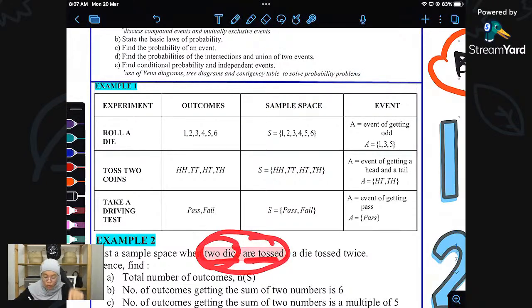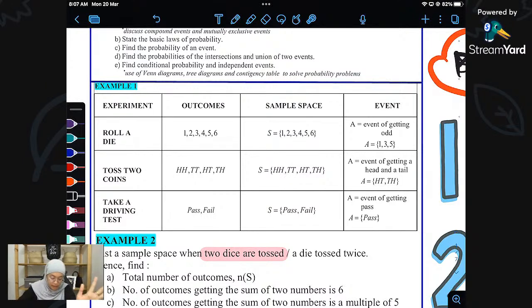Means dua dadu. So dua dadu probability dia lain, satu dadu probability dia lain. According to the question, up to them want to ask you guys. As long as you understand, rolling a die, satu dadu akan bagi kita 6 outcomes. Sebab kita sama ada akan dapat permukaan yang 1 ataupun permukaan yang 2 nombornya, ataupun 3, ataupun 4, ataupun 5, ataupun 6. So as long as we know that the probability of getting any of this number is 1 over 6 chances.